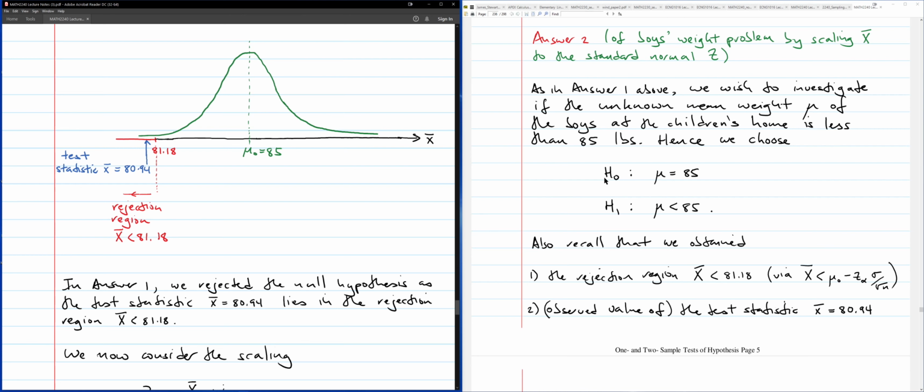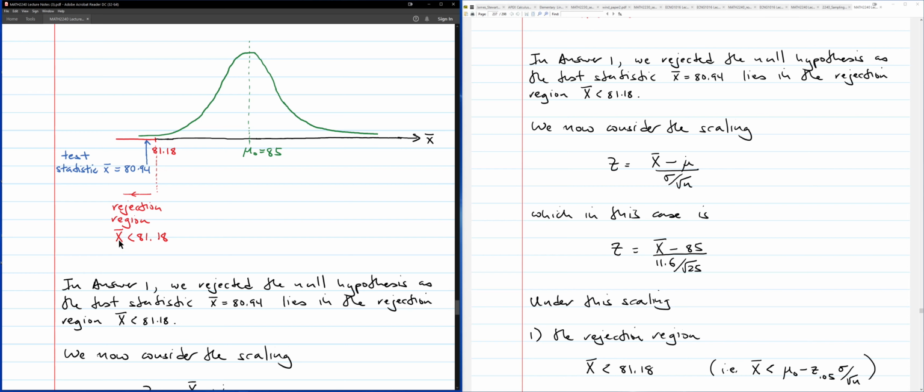Okay, so to recap very quickly, you have your H0, you have your H1, right? In the previous answer, we formed a rejection region, which was X bar is less than 81.18, and we had an observed value of 80.94. This 80.94 lies in your rejection region, and because it lies in the rejection region, you reject your null hypothesis in favor of your alternative hypothesis.